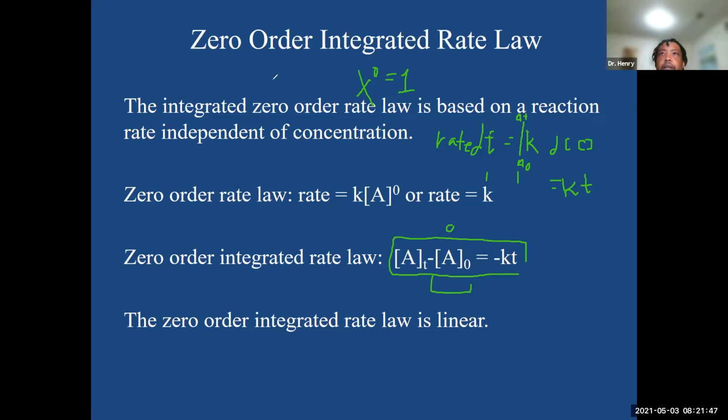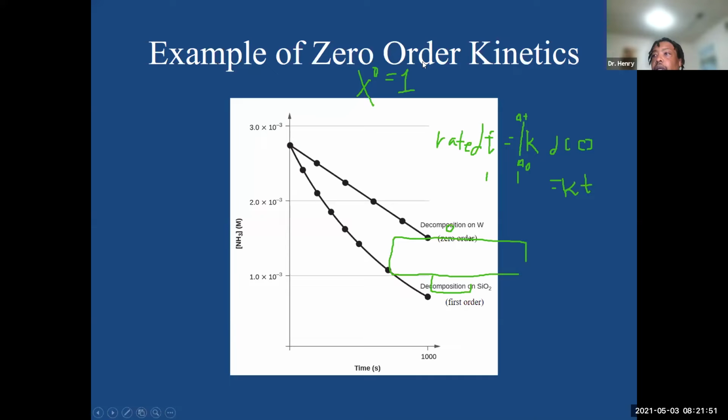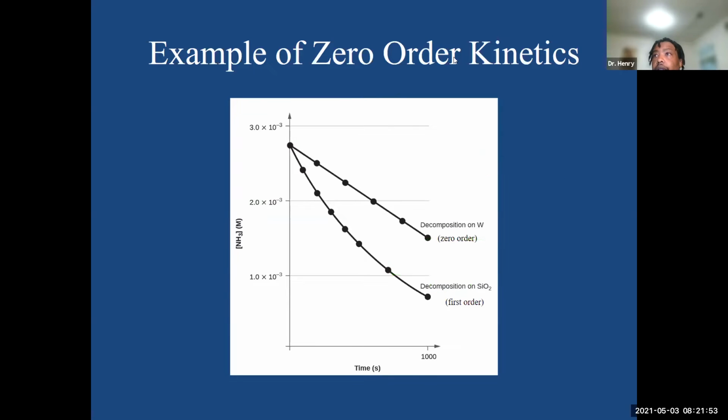So let me show you what I mean. Okay, so this is a zero order reaction. It's perfectly linear, right? Whereas a first order reaction has an exponential curve associated with it.